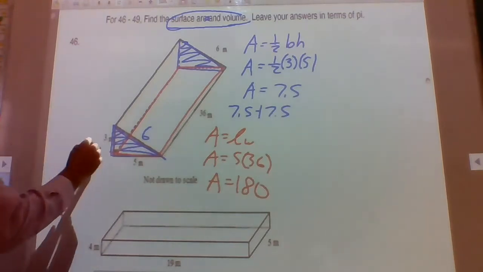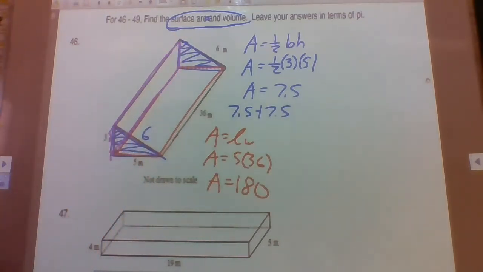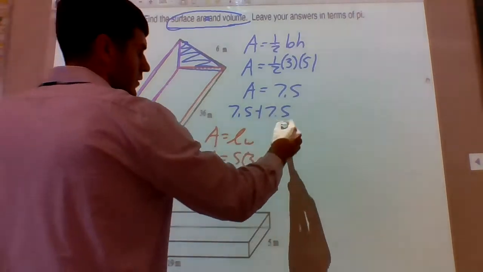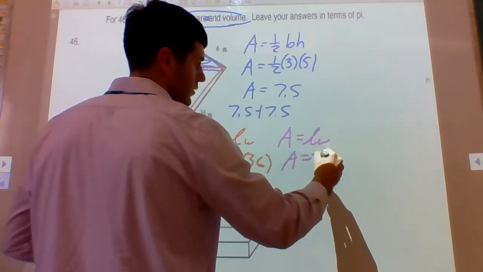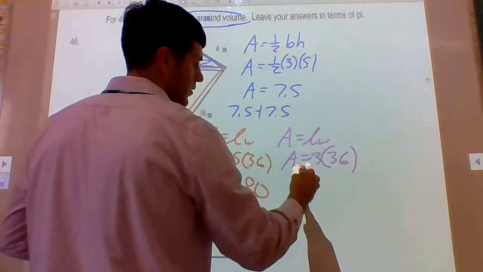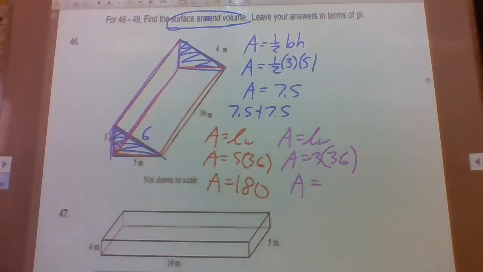That's this rectangle right here. That's going to be 3 by 36. So area of that rectangle is 3 by 36, which is 108. Should be 108, but I'll put it in the calculator just to be sure.